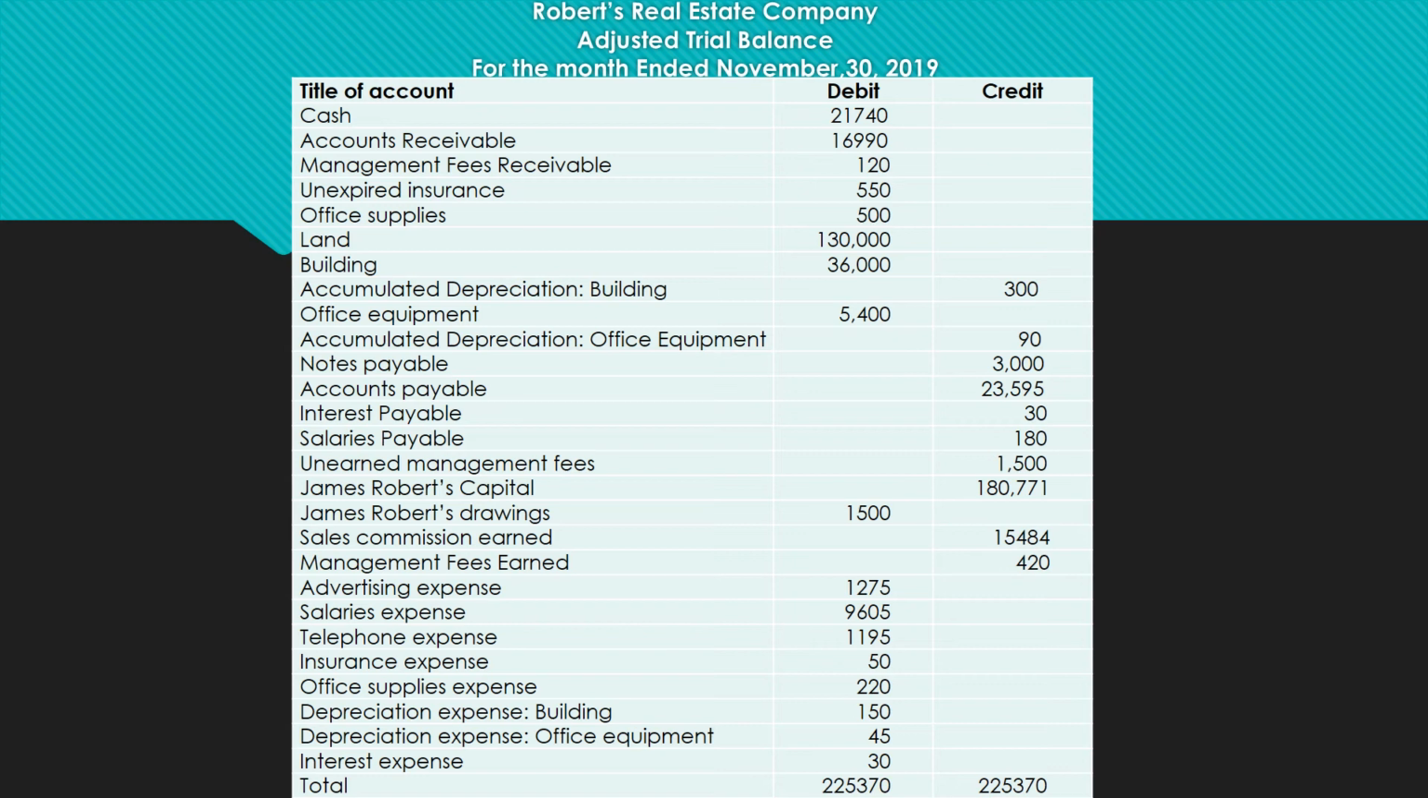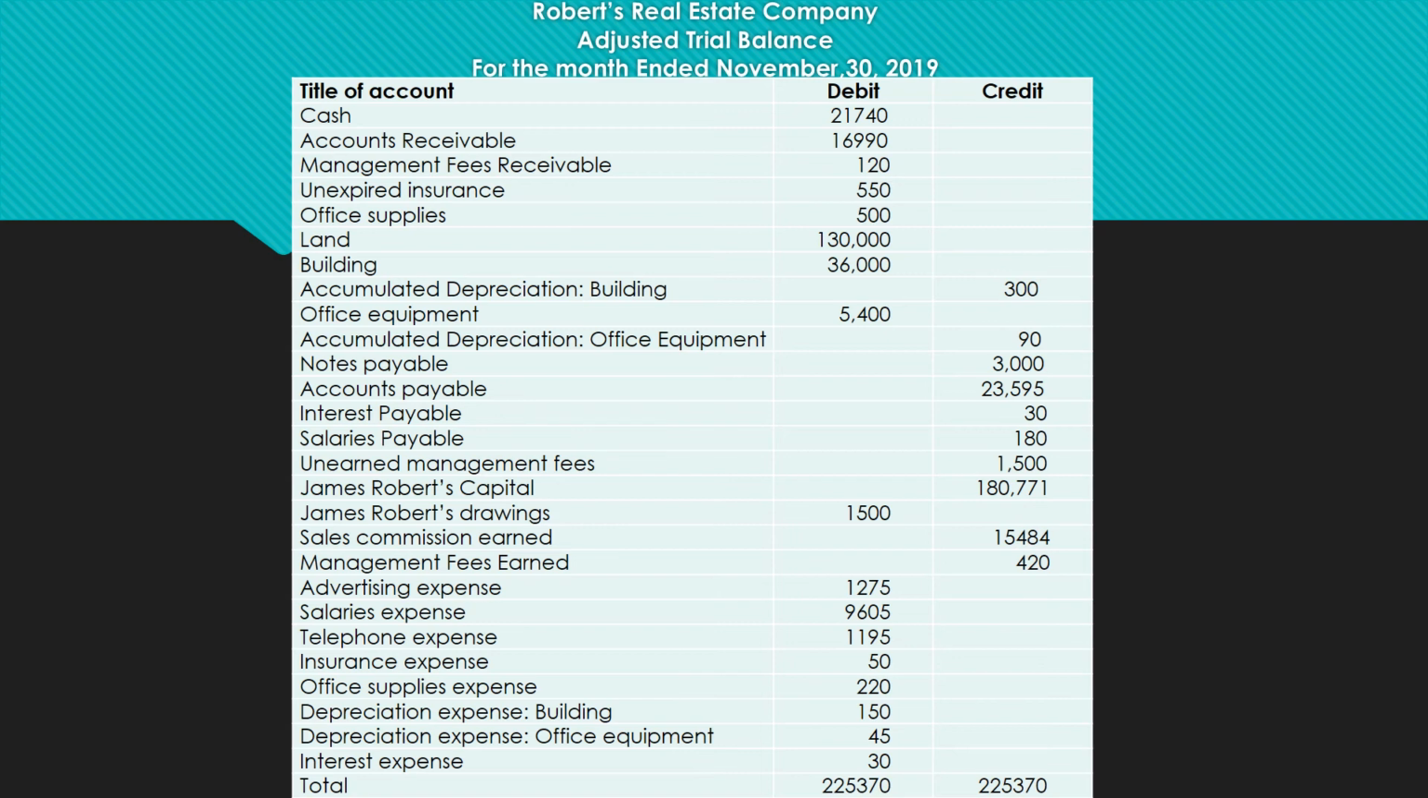Before adjustments, in revenue accounts we have a credit balance of 15,484. So we have shown here the same sales commission earned revenue of 15,484. Now in adjusting entries we earned another revenue. It was titled management fees earned, on the credit side 420. So we have shown here management fees earned, another revenue, along with the existing revenue of sales commission earned. Management fees earned on the credit side 420.